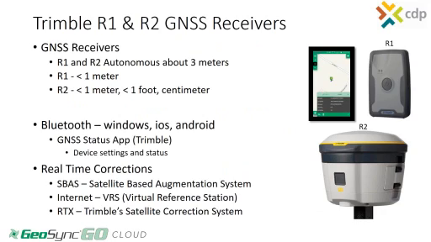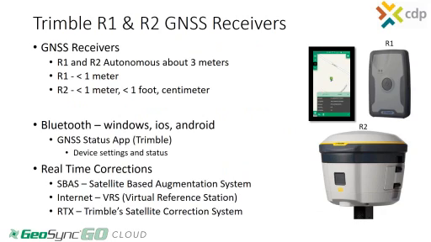In order to get the accuracies that we really want from these devices, we have to have some type of real-time correction. The R1 and R2 offer a number of different options, but primarily the ones we're interested in. One is SBAS, or satellite-based augmentation system, which is always available.